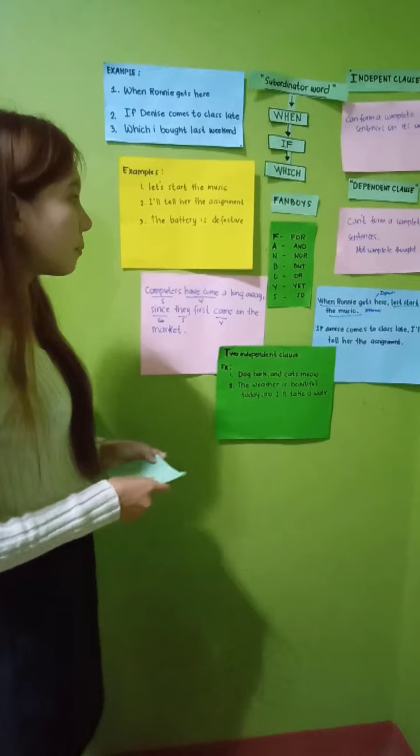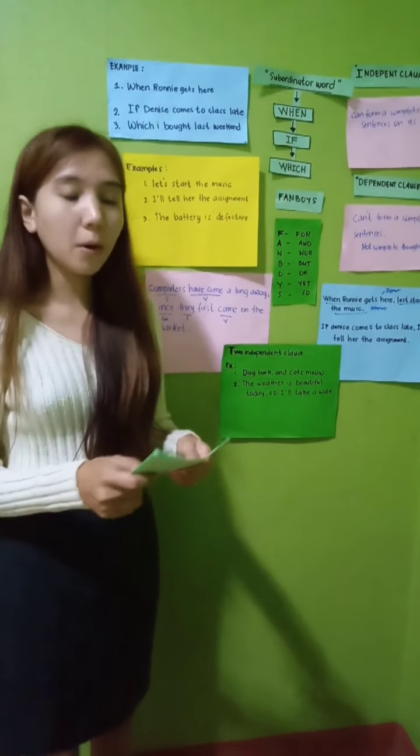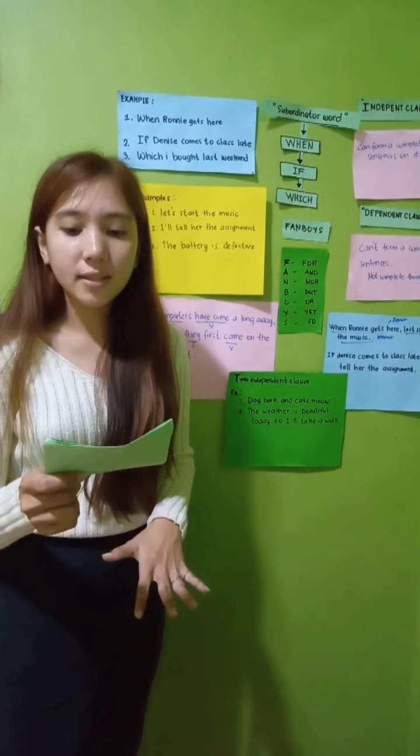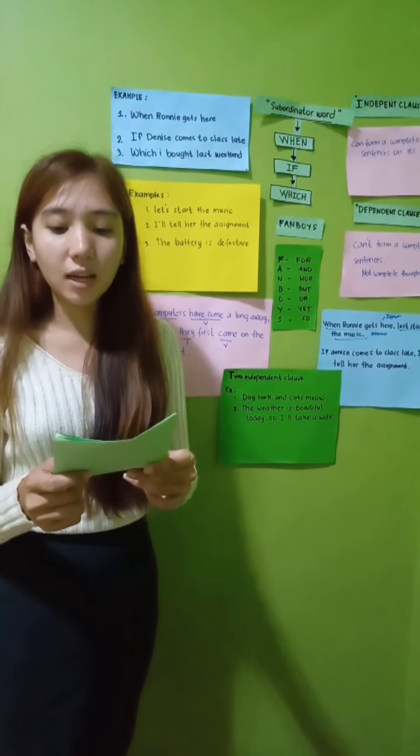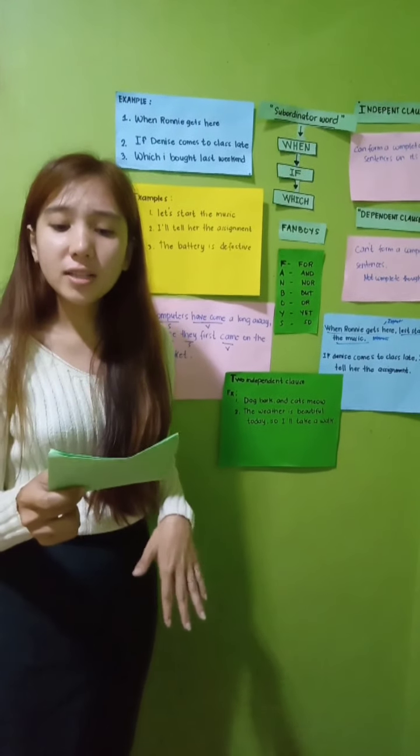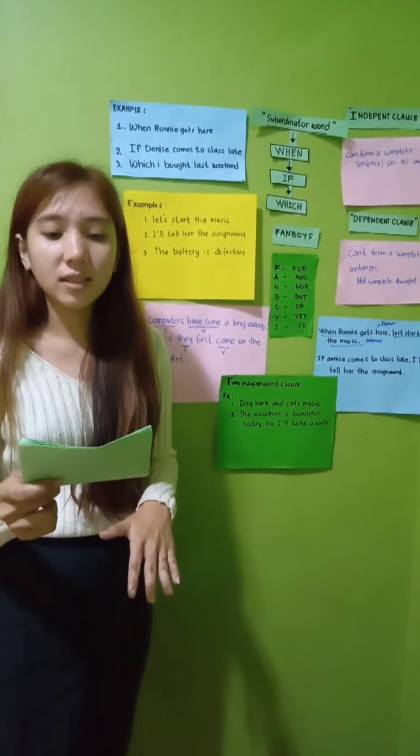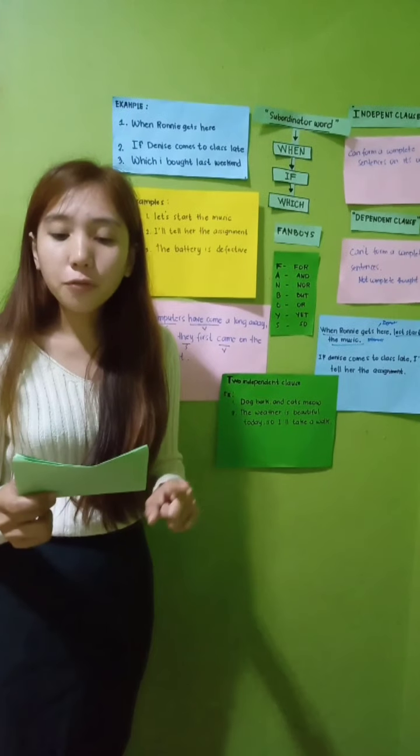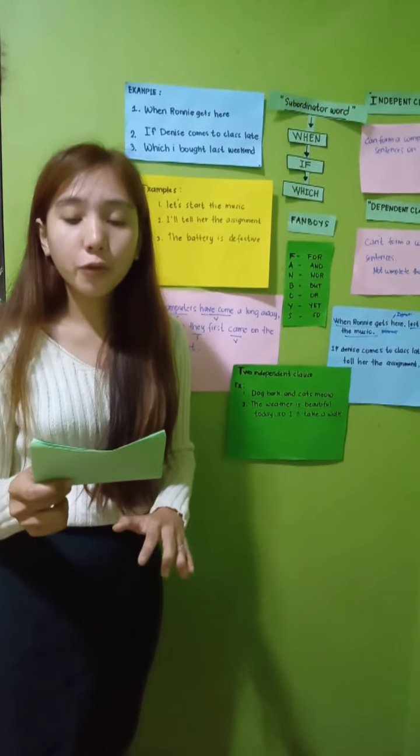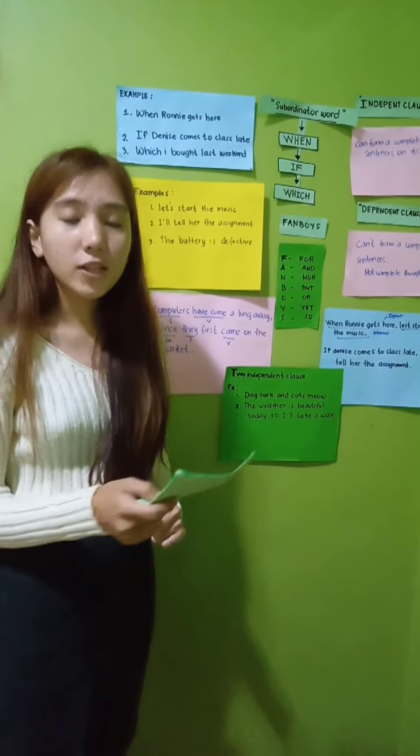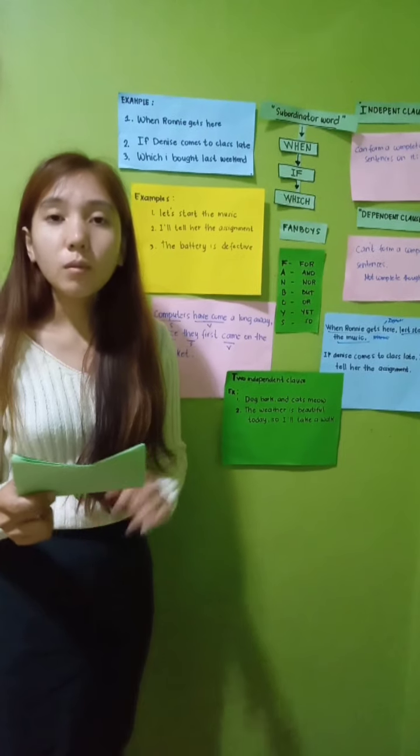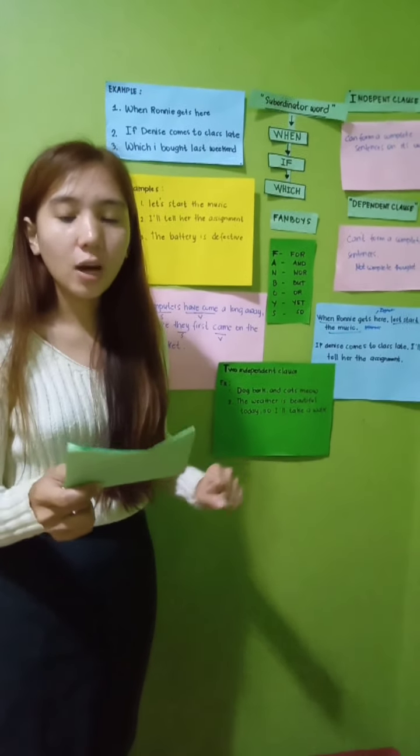But let me give you additional information about the subordinators. There are adverb dependent clauses and adjective dependent clauses. First, let's start with adverb dependent clauses, such as if, when, since, because, although. These make an adverb dependent clause. Now let's proceed to adjective dependent clauses. These are about who, which, that, whom.